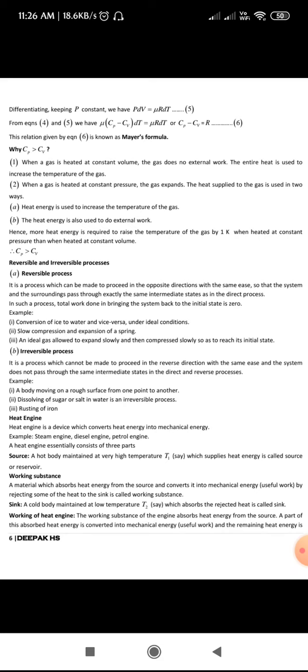The example for that is a body moving on a rough surface from one point to another. That is the first example. The second one is dissolving of sugar or salt in water, an irreversible process. When you take sugar or salt and dissolve it, can you get that sugar or salt back to its initial state? No, right? Similarly, next is rusting of iron. Once the iron rusts, you cannot bring that iron back to its initial state. So this is what we call the reversible and irreversible process.